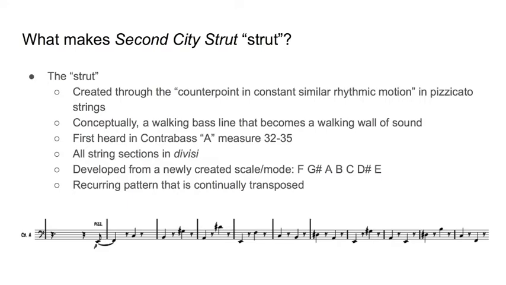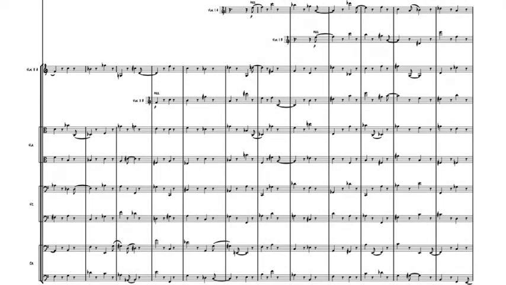Before, we were looking at where we first hear our strut theme with just the contrabass alone. Well, it eventually evolves into all of the string parts entering. All of the string parts are in divisi. So there's 10 independent lines occurring all at the same time. This section here that we're looking at is score page 6, measures 70 through 81.